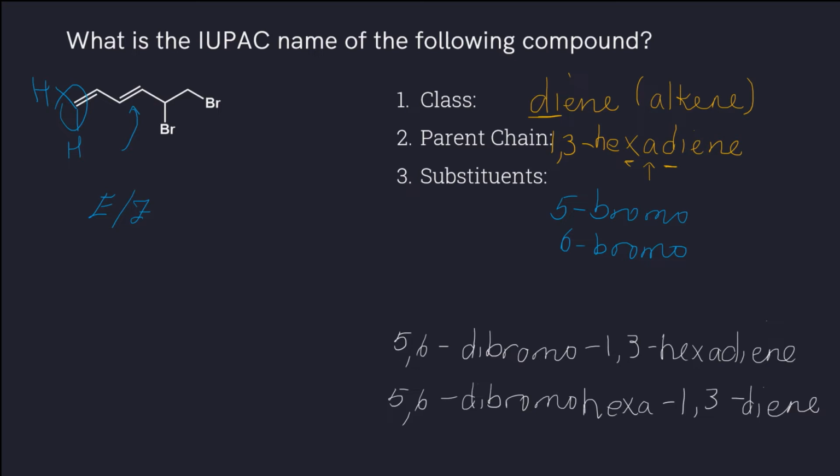So once again, since the groups are on opposite ends of this double bond, this is an E alkene. So we write the name E, and this is referring to the second double bond. So this is 3E,5,6-dibromo-1,3-hexadiene. Because this is also a disubstituted alkene, we can just write trans. And this is the complete name of this compound.